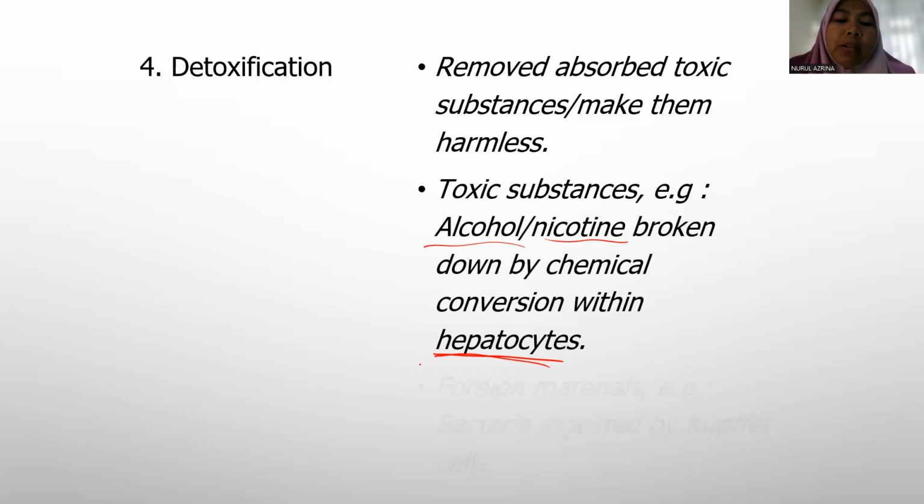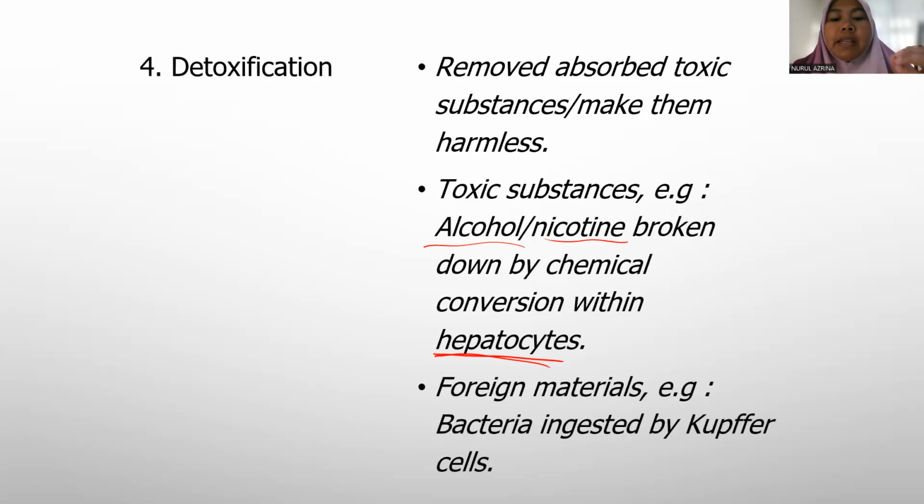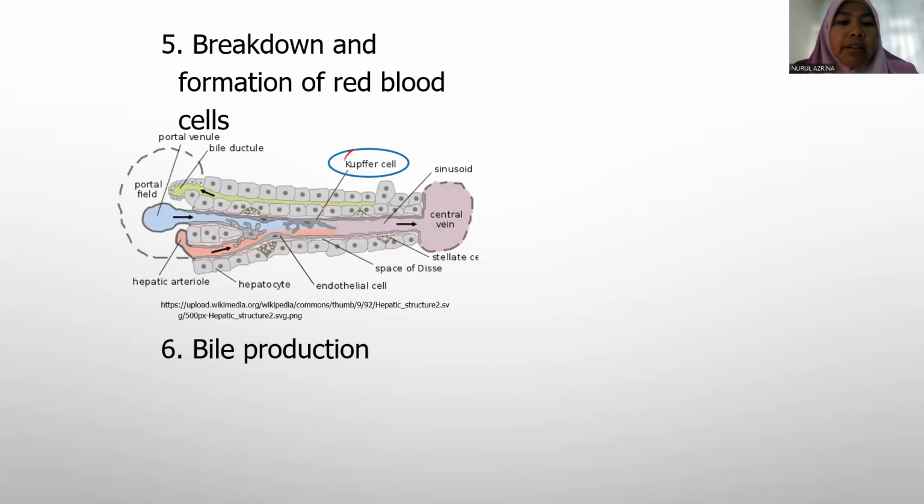What is a hepatocyte? Hepatocyte is one of the cells or components that can be found in the liver. I'll show you later what a hepatocyte is. Next, it also helps to remove foreign material. The liver helps to detox or remove foreign material by having Kupffer cells. So bacteria is ingested by Kupffer cells of the liver. You can see this is the Kupffer cell that will ingest bacteria, and this is the hepatocyte.